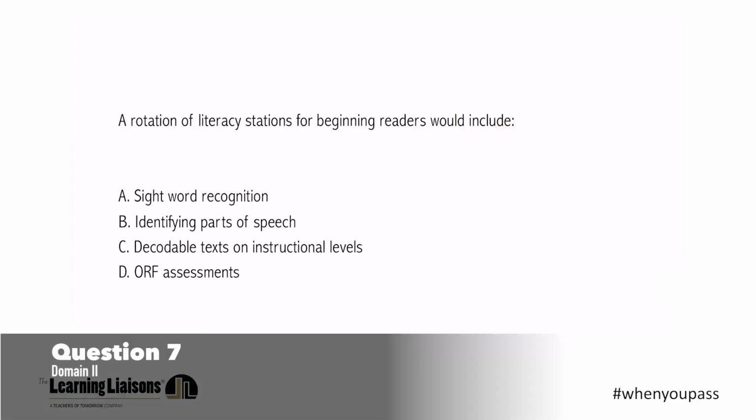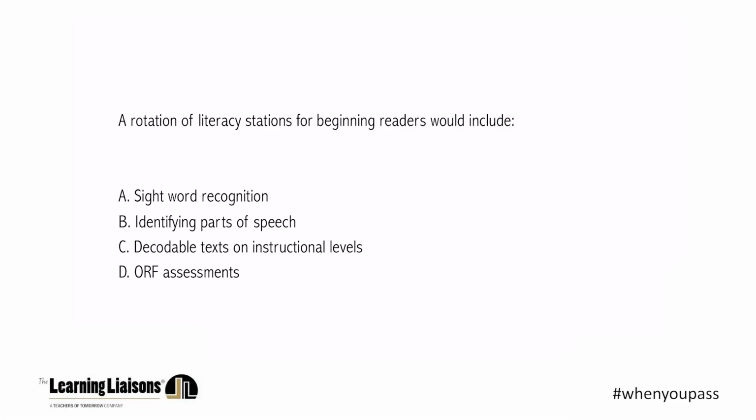A rotation of literacy stations for beginning readers would include sight word recognition, identifying parts of speech, decodable text on instructional levels, or D, ORF assessment. Here's the answer. Sight word recognition. So when we're looking at beginning readers, we are looking at those very beginning students. So we're talking about kindergarten. Also, maybe they're in first grade, but we're talking about those kindergarten, first grade students.